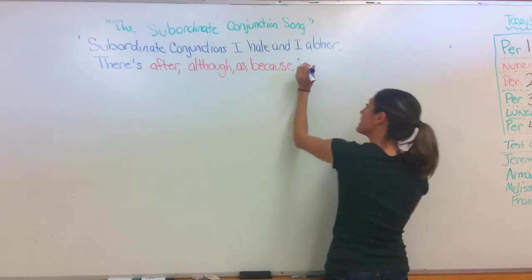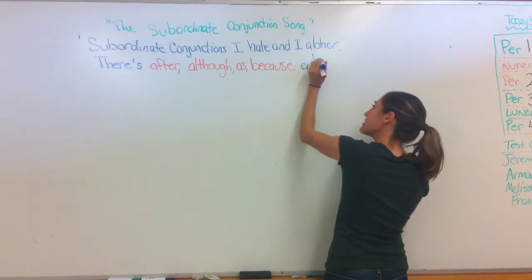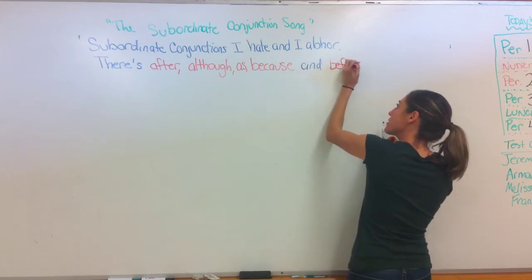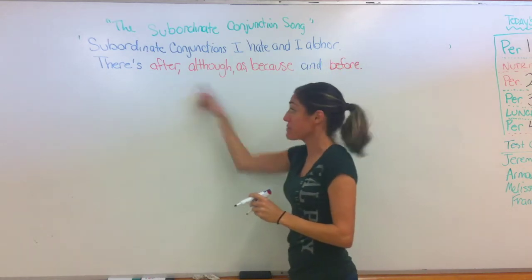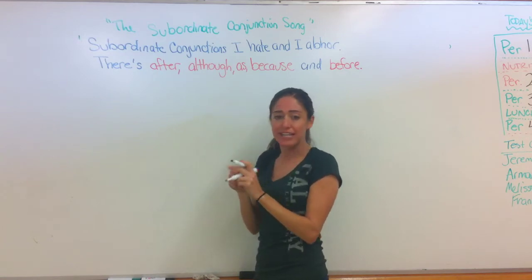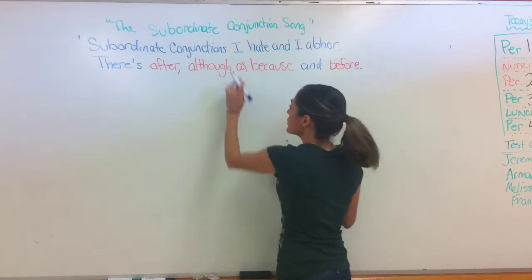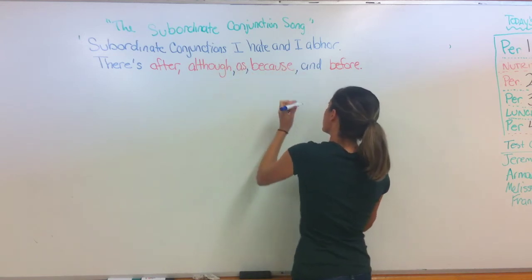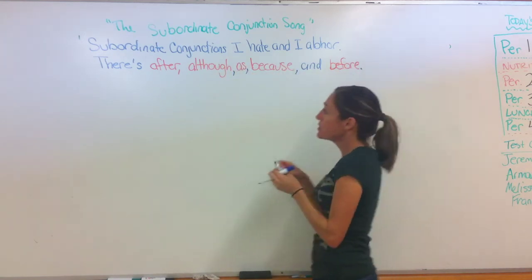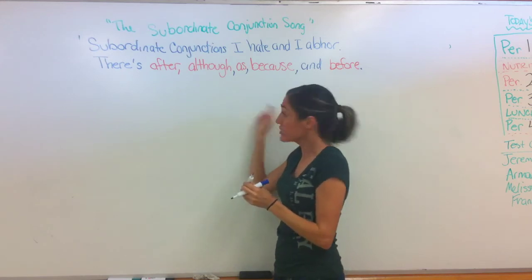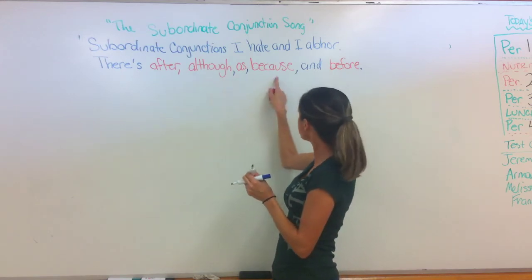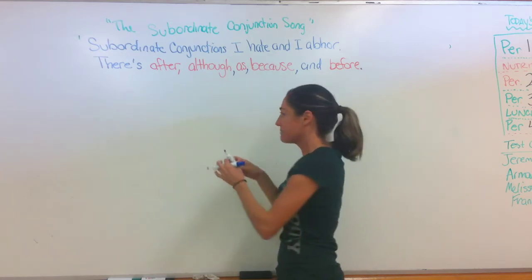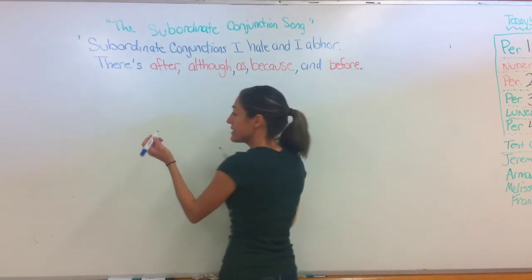Switch back. And. Before. And the reason I didn't put and with the same color is because and's a coordinate conjunction and I don't want you to get confused. So I'll even put my commas the right color, okay? Before. So here are a few subordinate conjunctions. After, although, as, because, and before. 3 A's, 2 B words. Moving on to the next line.